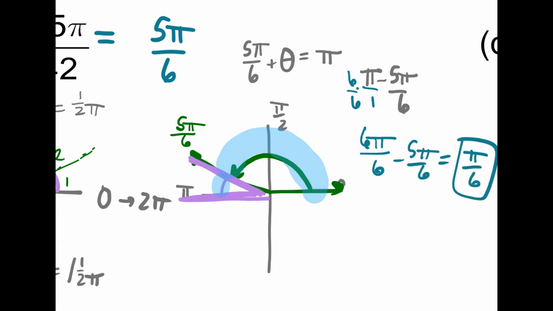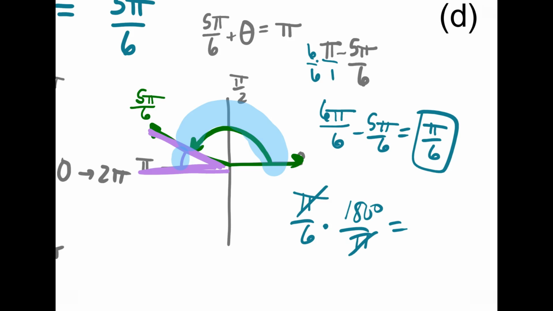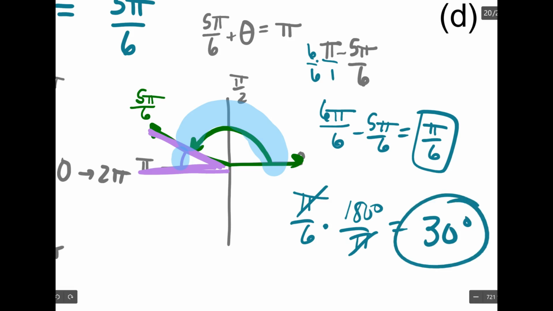Now can we convert into degrees? Convert to degrees. Well, now you just do pi over 6 times 180 over pi. Okay, and what would this be? 180 divided by 6 is 30. Math boss energy.